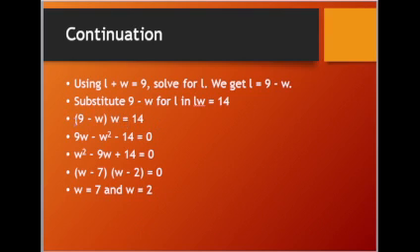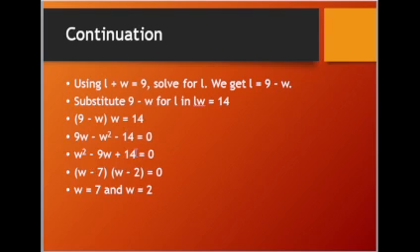And we need to apply the distributive property again. So we have 9 times W is 9W, and negative W times W is negative W squared. And we will also apply the subtraction property of equality. We subtract 14 from both sides, so we have minus 14 is equal to 0. And we have the standard form for this: W squared minus 9W plus 14 equals 0.